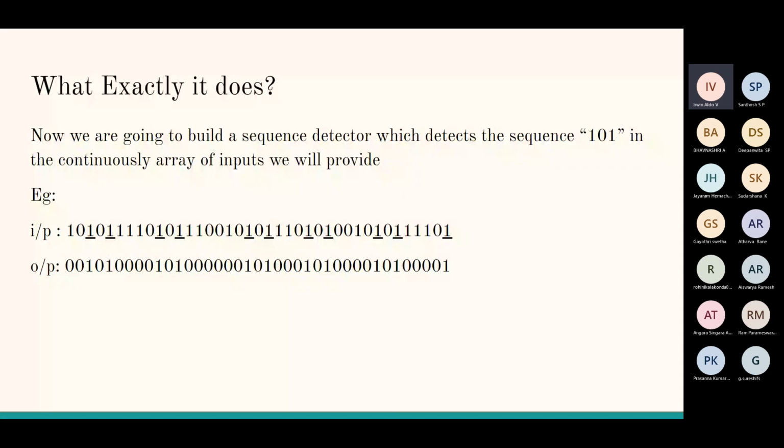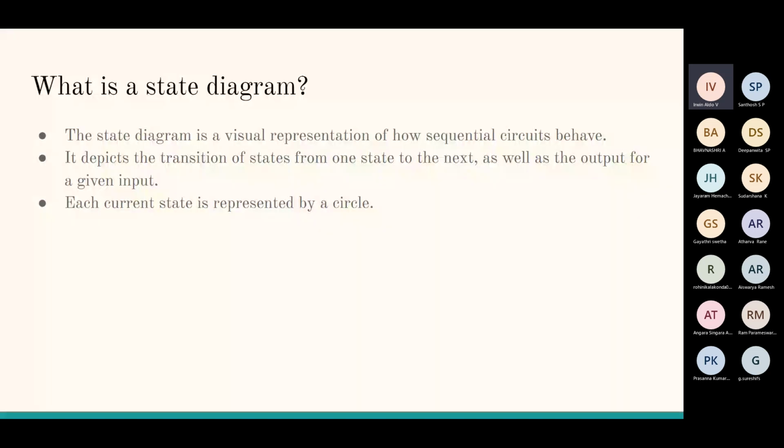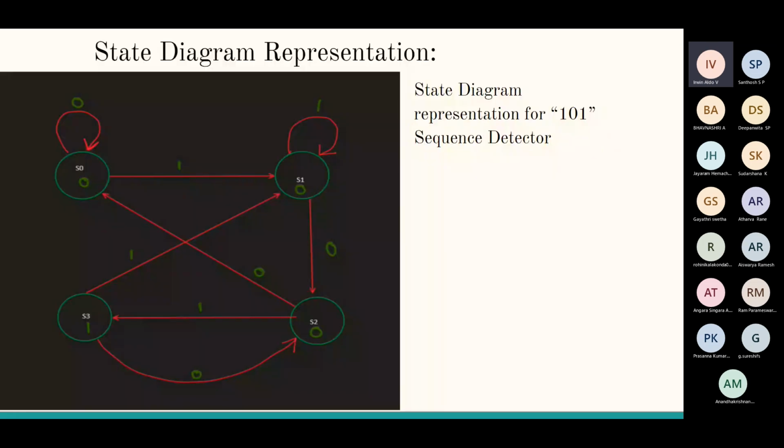Before going to the building part of the circuit, we need to discuss state diagrams. What's a state diagram? A state diagram is a pictorial representation of how our sequential circuit should work. Like in programming, we have the concept of a flow diagram, right? Similar to that, it's an electronic counterpart. We are first going to build the state diagram, in which each state is represented by a circle. This is the state diagram we are going to discuss now.